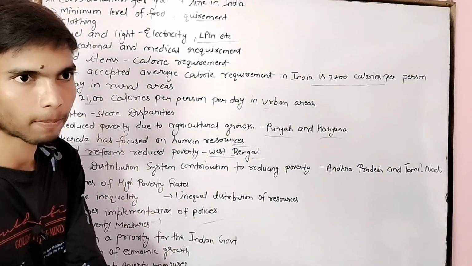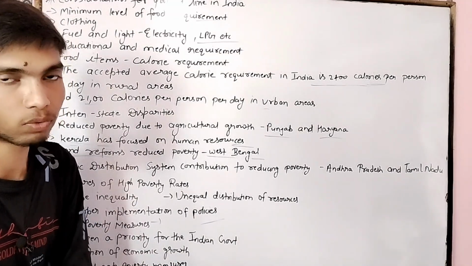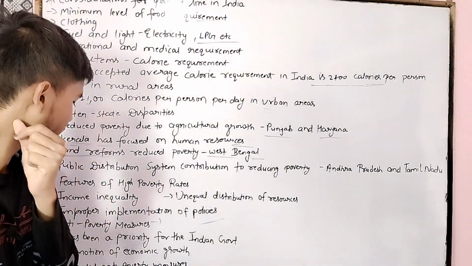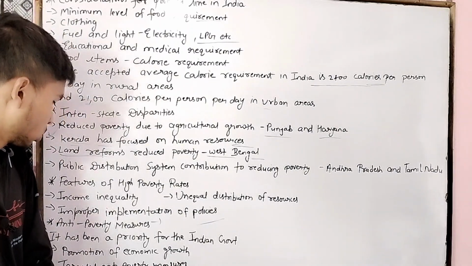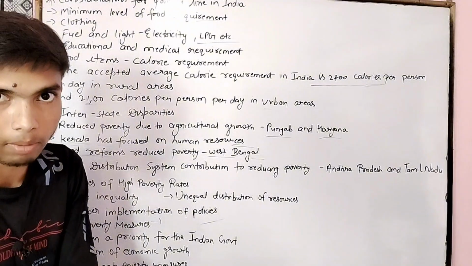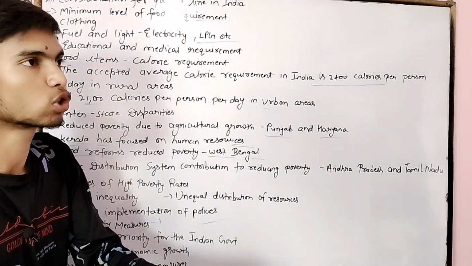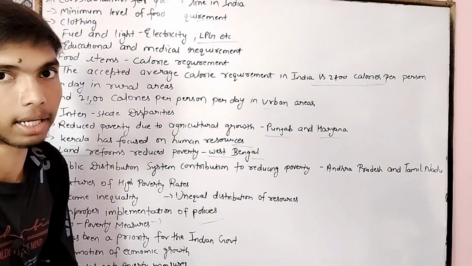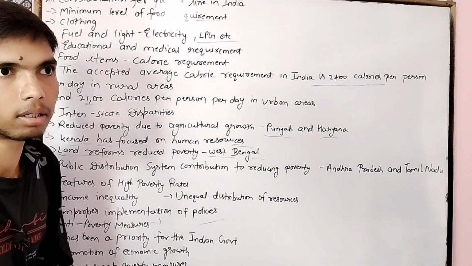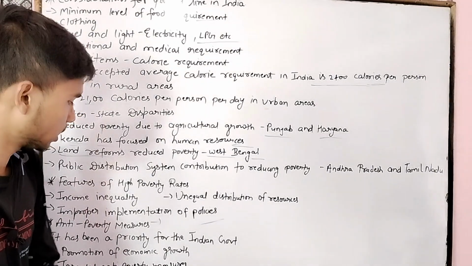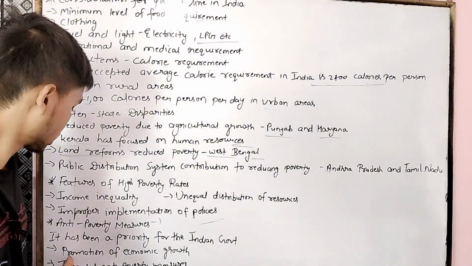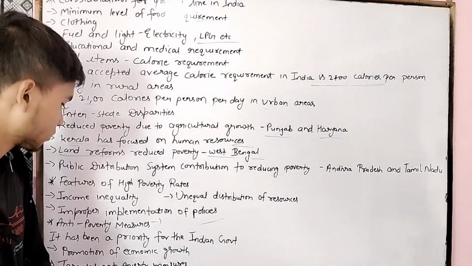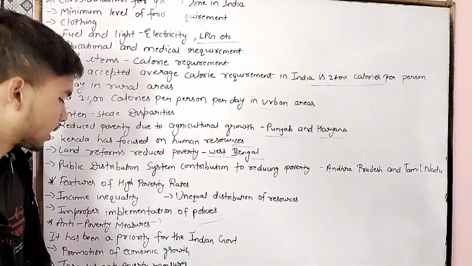Anti-poverty means we will be fighting with poverty, so that we can get justice from poverty. When anti-poverty comes among people, among society, this will reduce poverty at a higher level. And it has been a priority for the Indian government. Promotion of economic growth: when anti-poverty comes in our country, it will promote economic growth.